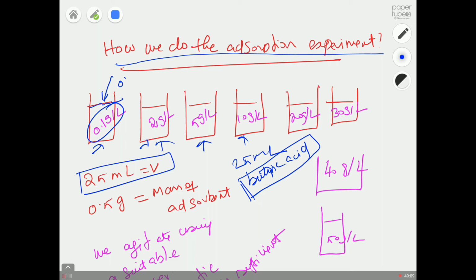So if you want to remove this butyric acid from the fermentation broth, people use activated carbon as adsorbent. So let's do this experiment like a virtual experiment. So you have different vials.